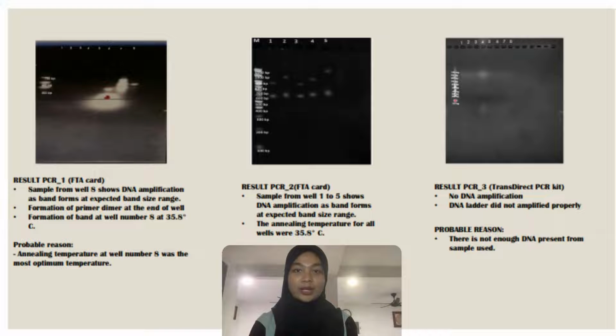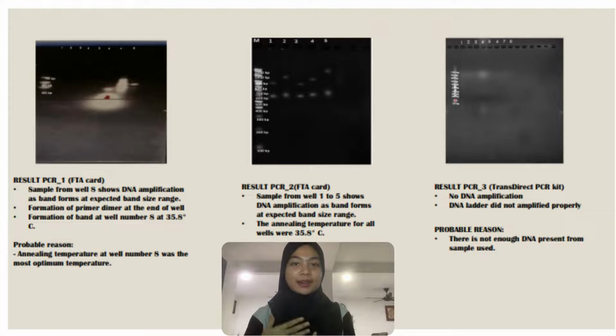For experiment 1, PCR1 from FTA card, temperature gradient was done from 35 degrees Celsius to 35.8 degrees Celsius with 0.1 degrees Celsius increment. Sample from well A shows DNA amplification as a band at expected band size was showing at range 500 base pair to 2153 base pair. Though it's not as clear, it falls between 500 base pair and 600 base pair size ladder. There was formation of primer smearing, and it was expected because the annealing temperature from well 1 to well 7 was too low.